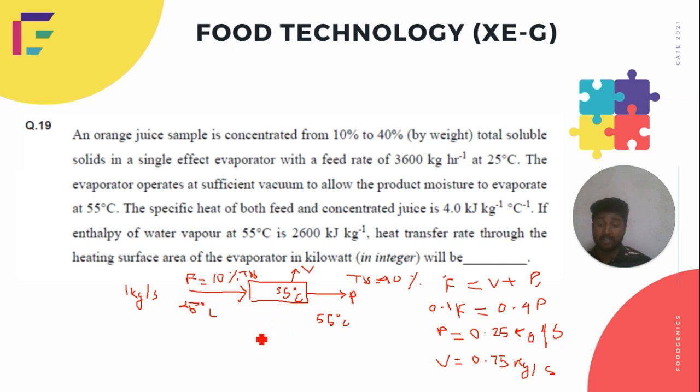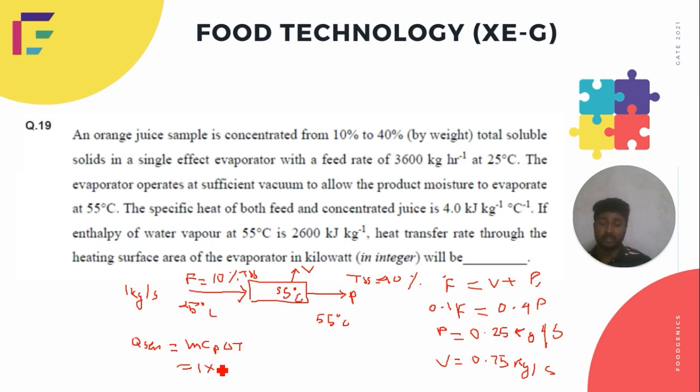Okay, so the first task out here will be to take the feed to your 55 degrees Celsius. So the heat involved for that is equal to Q sensible, we call it sensible heat, Q sensible, which is equal to mCp delta T. Okay, your m is equal to your 1 here, because the whole feed we need to take to 55 degrees Celsius.